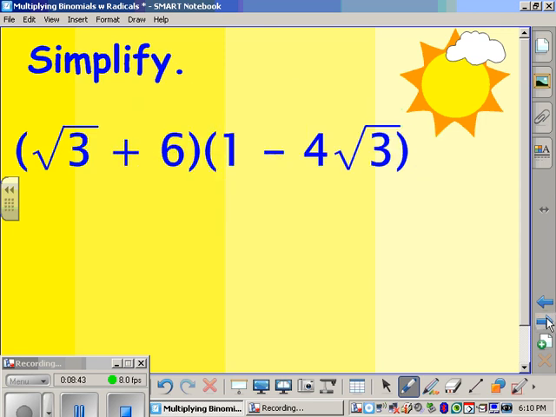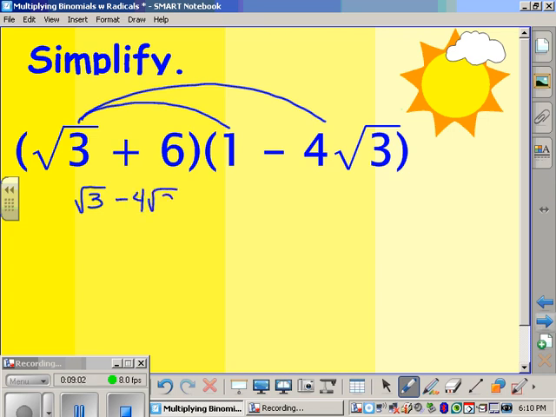Let's go to the next slide. Radical 3 plus 6 times the quantity 1 minus 4 radical 3. So again, we will FOIL this. Radical 3 times 1 is radical 3. Radical 3 times negative 4 radical 3. Since we need to multiply the 3's under the radical, we would get negative 4 radical 9.